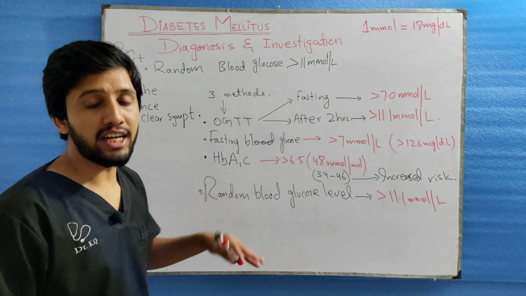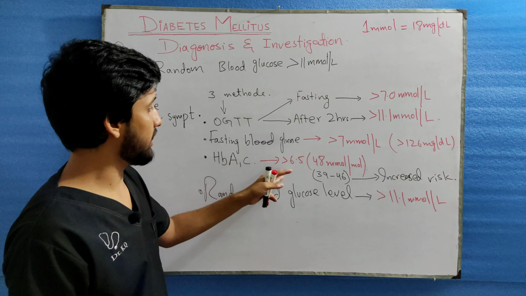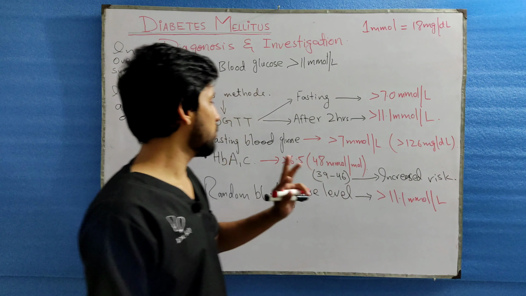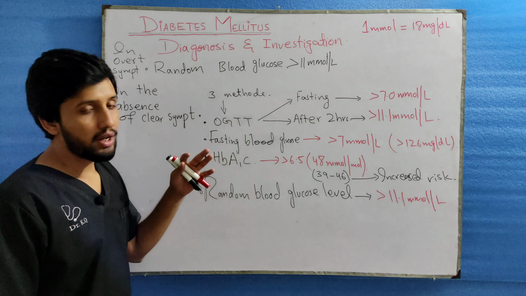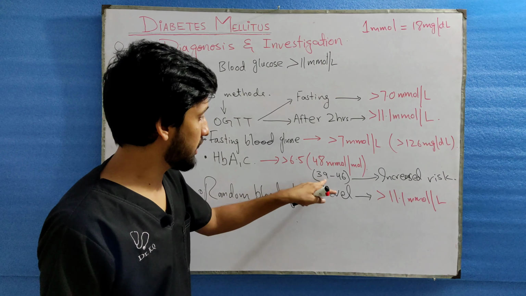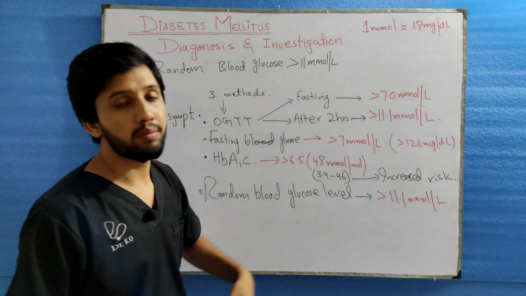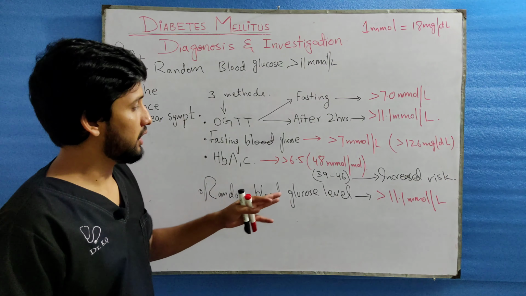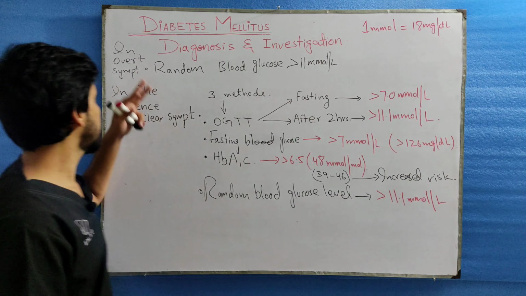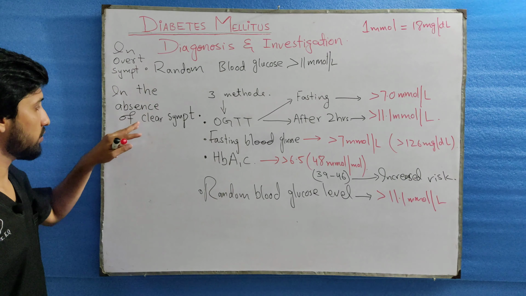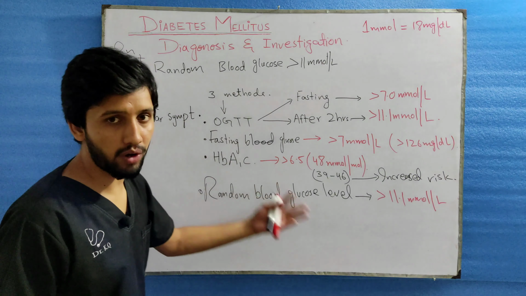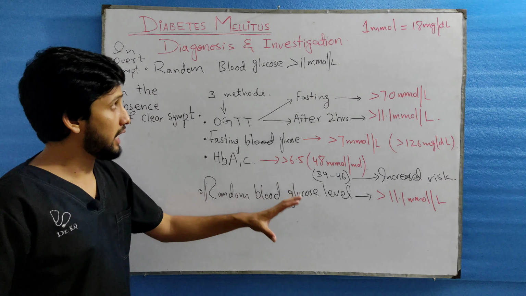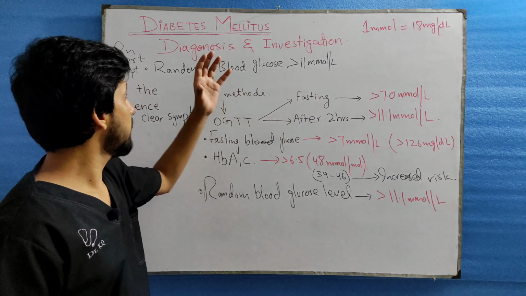The third one here is HbA1c. If greater than 6.5 or 48 millimole per mole, you will diagnose it as diabetic. If it ranges between 39 to 46 millimole per mole, there will be increased risk of diabetes. The random blood glucose level is measured once when there are clear signs and symptoms. When there is absence of clear signs and symptoms, you will measure the value twice. These are the normal values of the test. So if greater than that, you will diagnose the patient as diabetic.